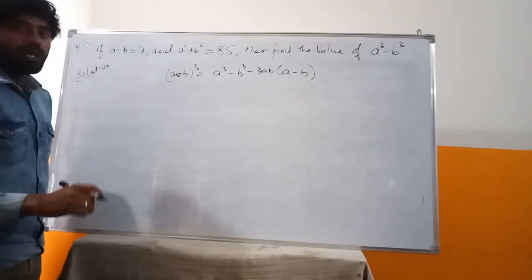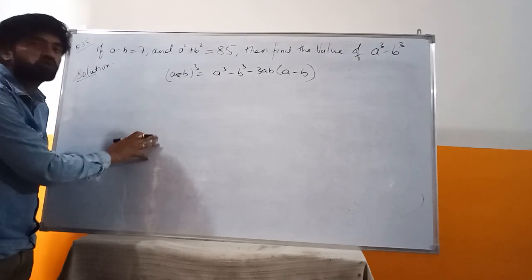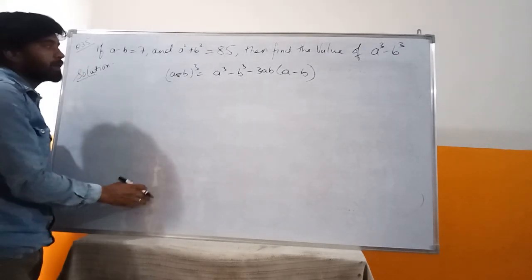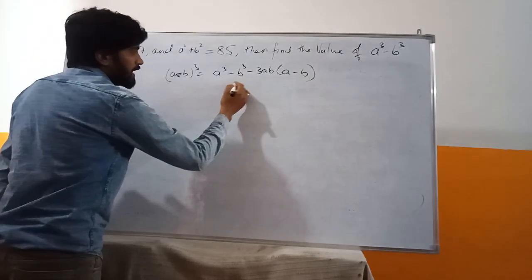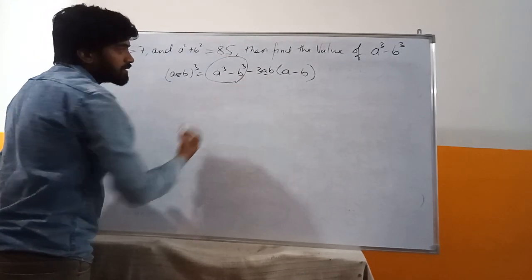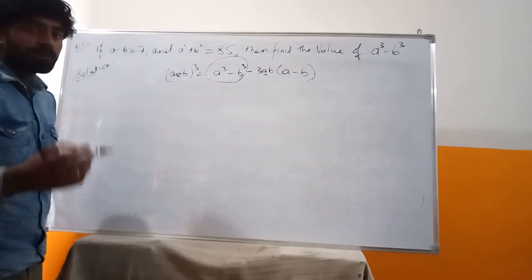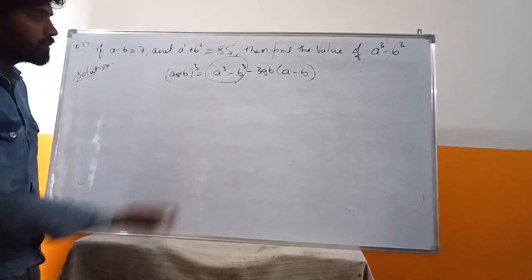Okay. Now, when I start putting this formula, I am sure that I won't be able to solve this question. Why? Because I have the value of this, that is 7. I have the value of this. I have to find the value of this. But what is not given to me? ab is not given to me. It's a big task. Now, how to get ab? ab is not given to me. I won't be able to find it.